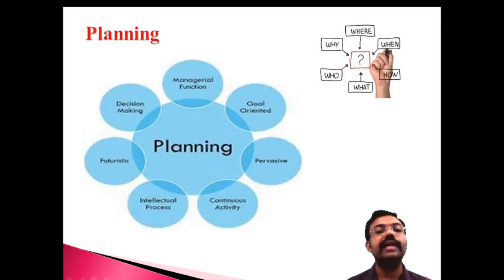And how to make the plan? There are a lot of steps for planning. Follow-up is one of the important stages of planning. So planning and controlling are mutually connected. Without a plan, your control will not be possible. These are the important elements of planning. So what do you mean by the term planning? Deciding in advance what should be done in future. That is known as planning.